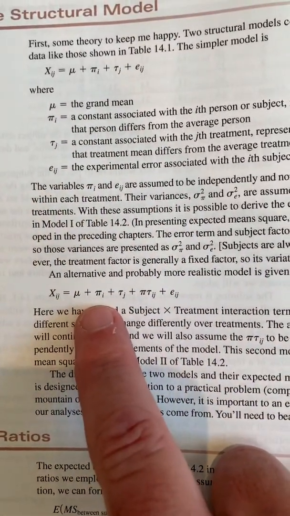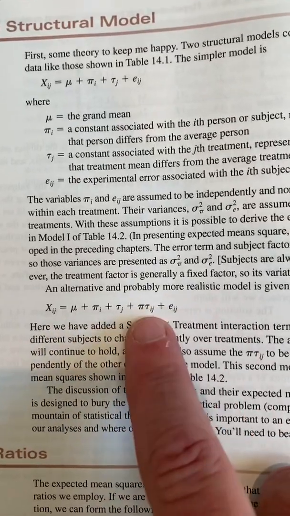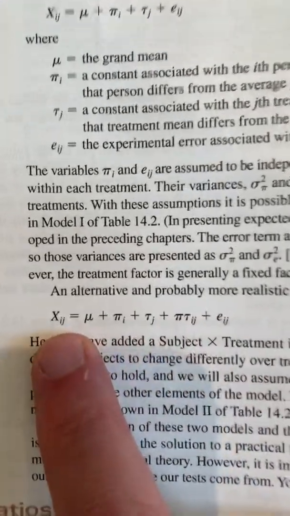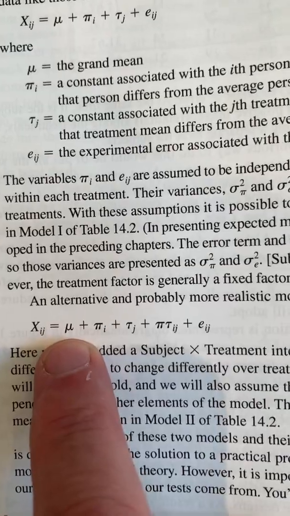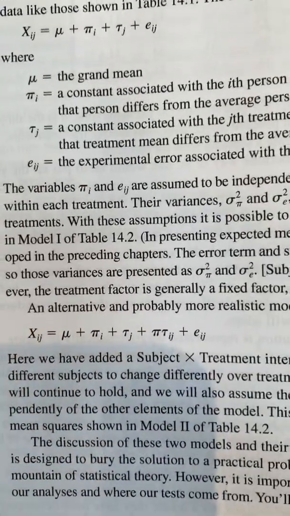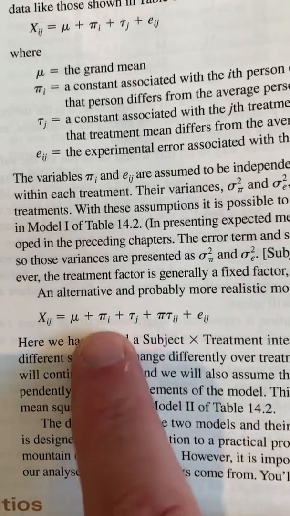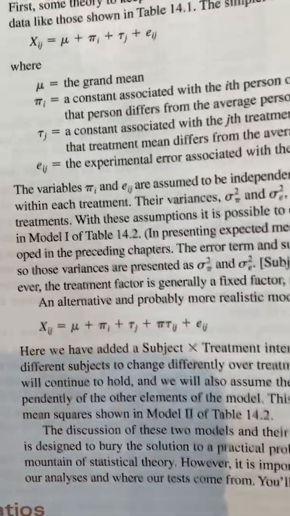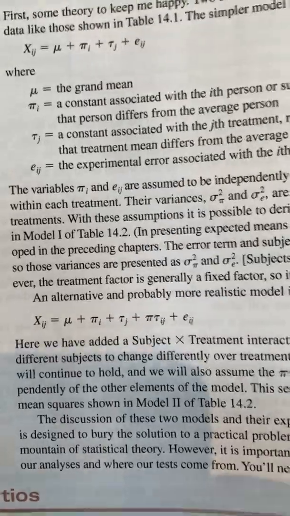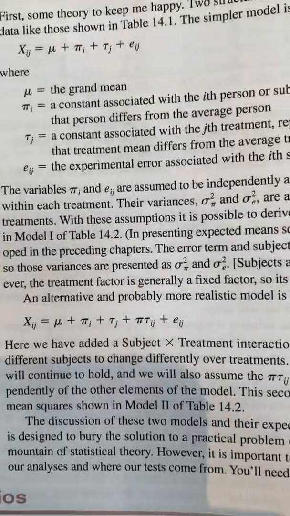I'm going to focus on the second one here, and even he says this is probably the more realistic of the two. But basically a person's score is a function of the grand mean plus, then you have pi. Pi is this idea of individual subject differences, etc. This is the thing we're kind of pulling aside in the model, putting out to the side. And then what we have left, we have tau, which is this idea of treatment effects.